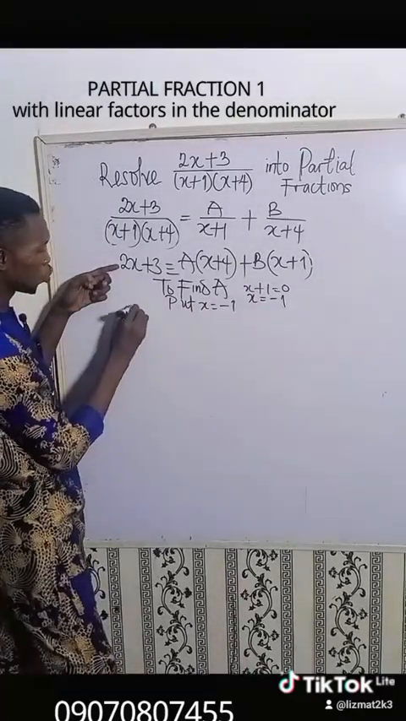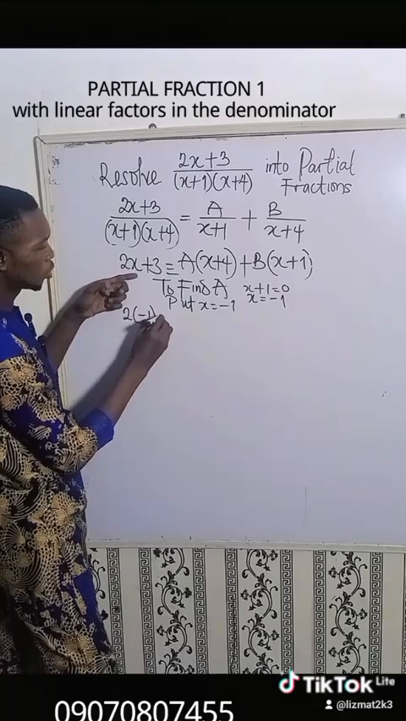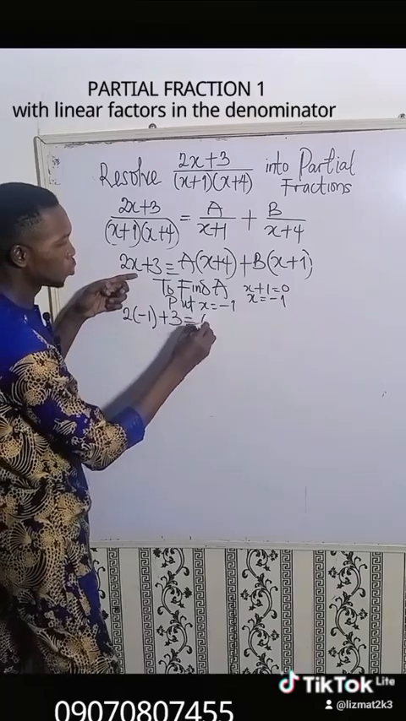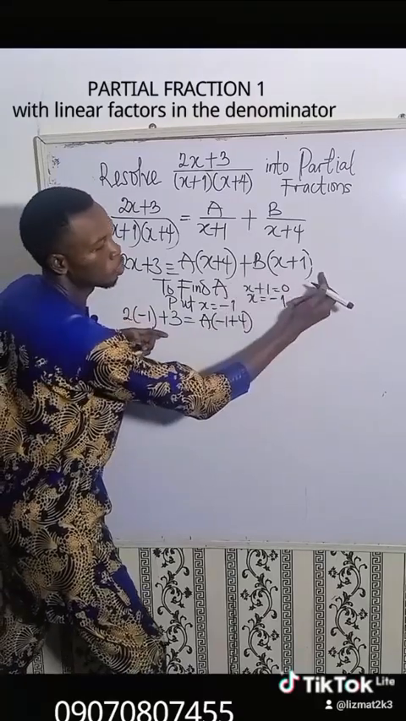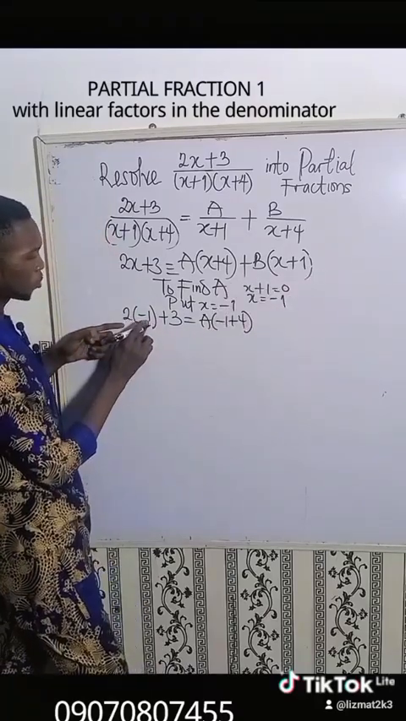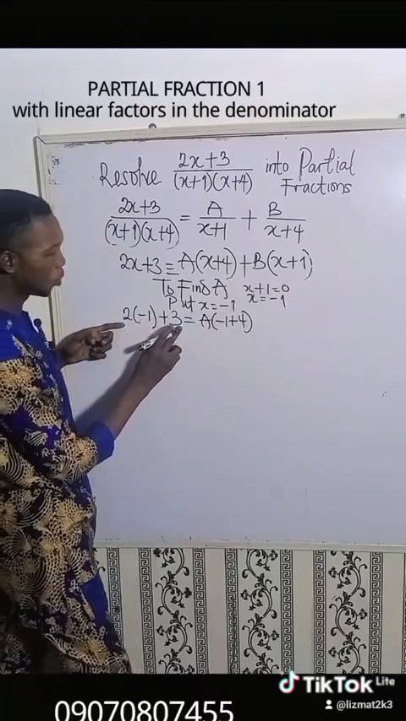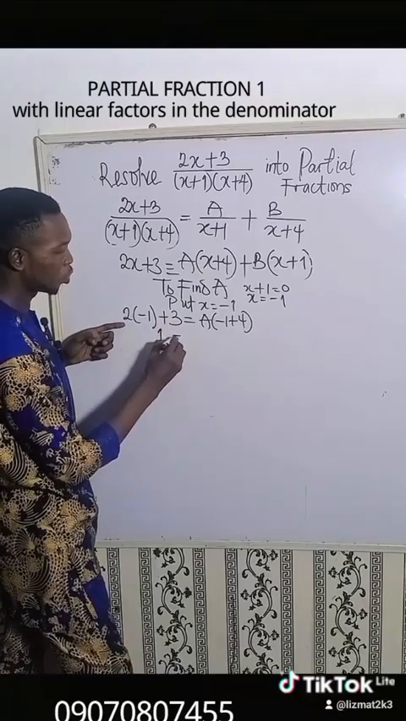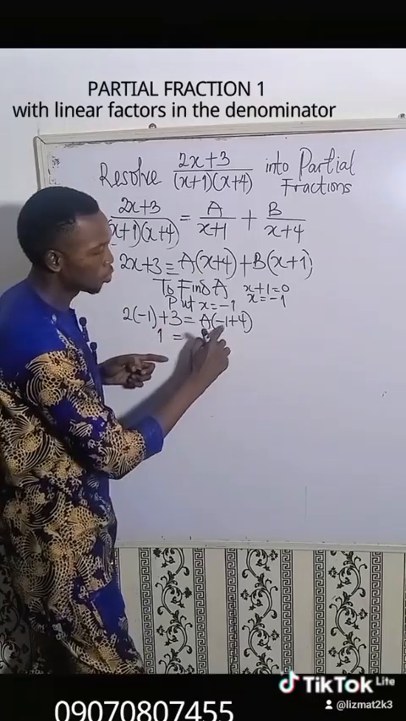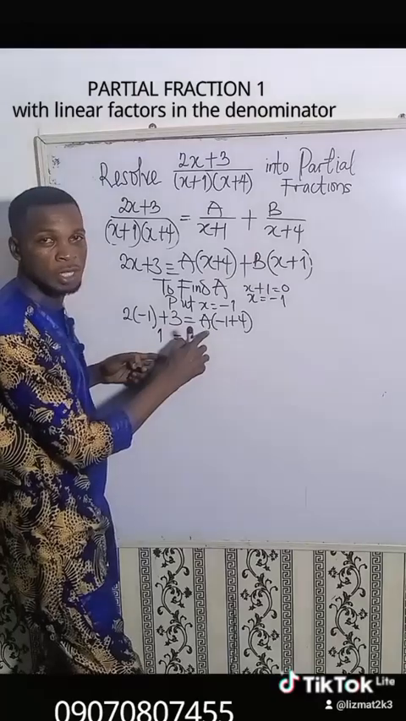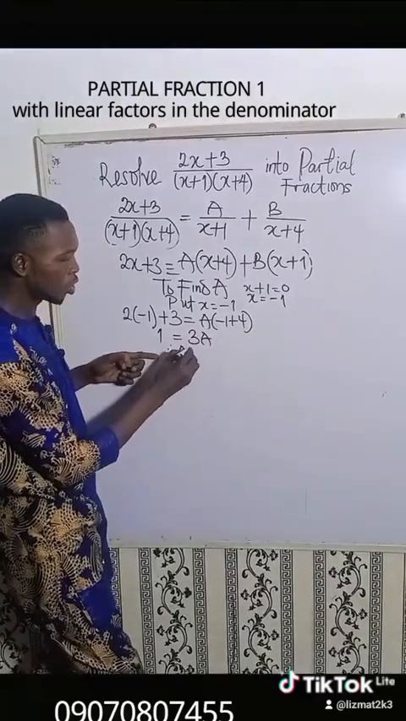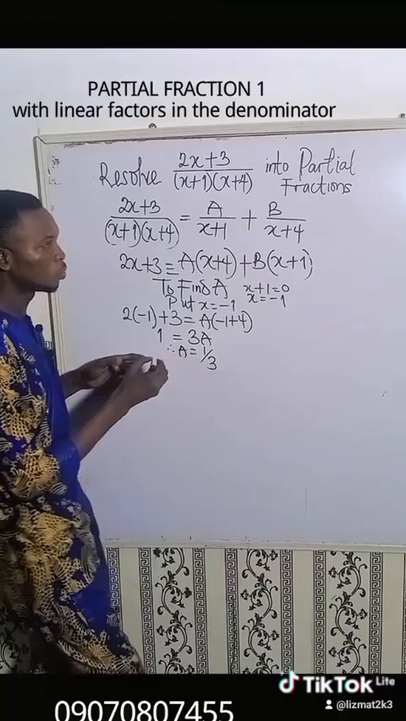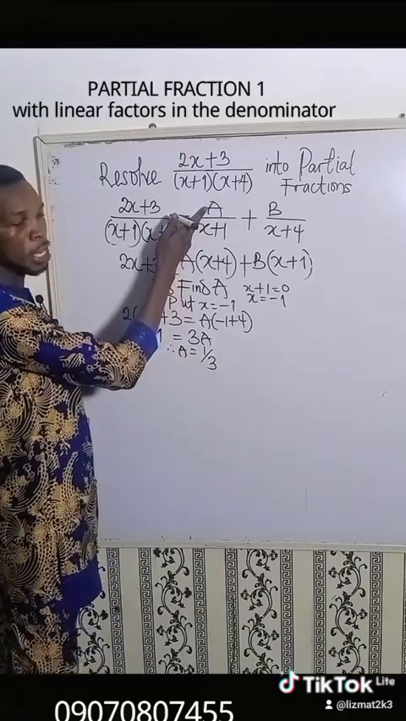So this becomes 2(-1) + 3 = A(-1 + 4). Then everything else here becomes 0. So I have 2 times -1, which is -2. -2 + 3, I get 1, is equal to -1 + 4, I get 3, times A, I get 3A. So this means that A = 1/3. So I've gotten the value for A, right?